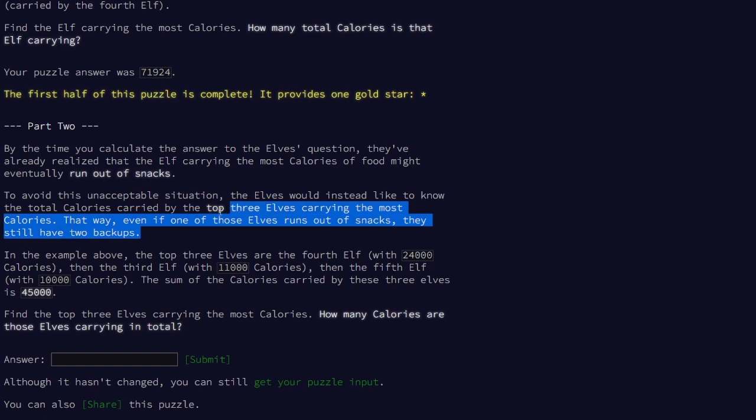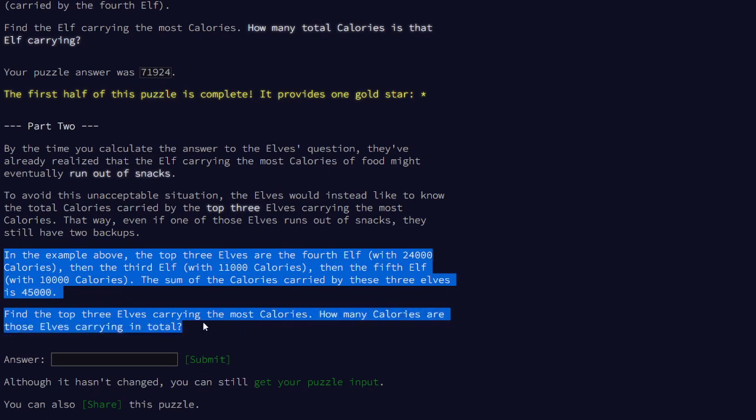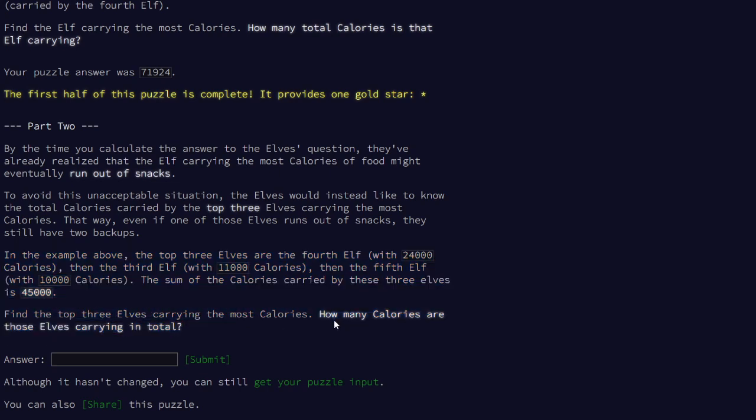Top 3 elves carrying the most calories. Even if one of those elves runs out of snacks, they still have 2 backups. Okay, in the example above, the top 3 elves are the 4th elf, then the 3rd elf, then the 5th elf of 10,000 calories. The sum of the calories carried by those elves. How many calories are those elves carrying in total? Top 3 elves carrying the most calories. Oh, this is easy actually, I think.